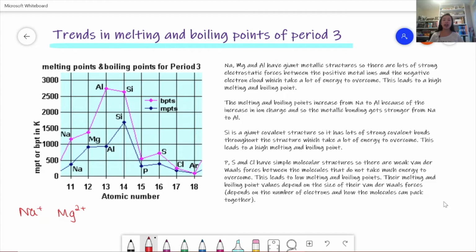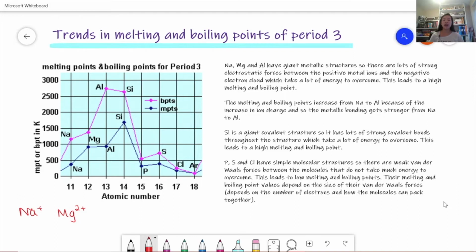Silicon is a giant covalent structure, so it has lots of strong covalent bonds throughout the structure, which take a lot of energy to break. And so this leads to a high melting and boiling point. Phosphorus, sulfur, and chlorine all have simple molecular structures, so there are very weak van der Waals forces between the molecules that don't take very much energy to overcome, and this leads to generally very low melting and boiling points compared to the giant metallic structures and the giant covalent structure of silicon.